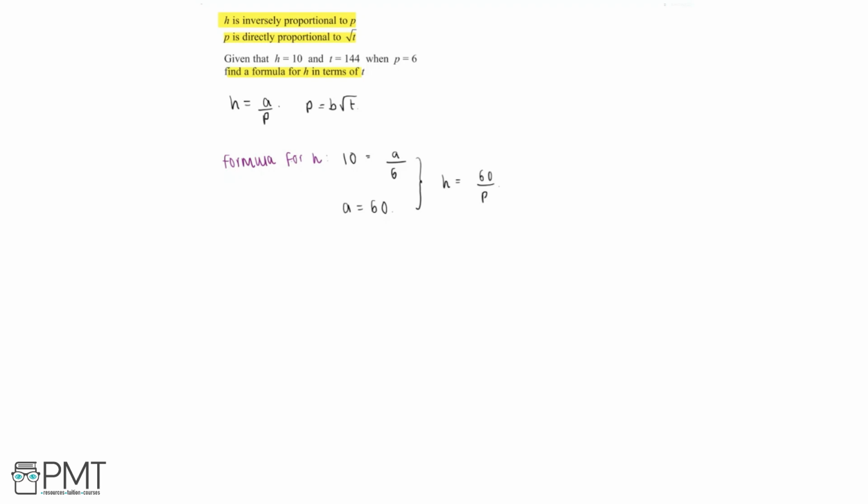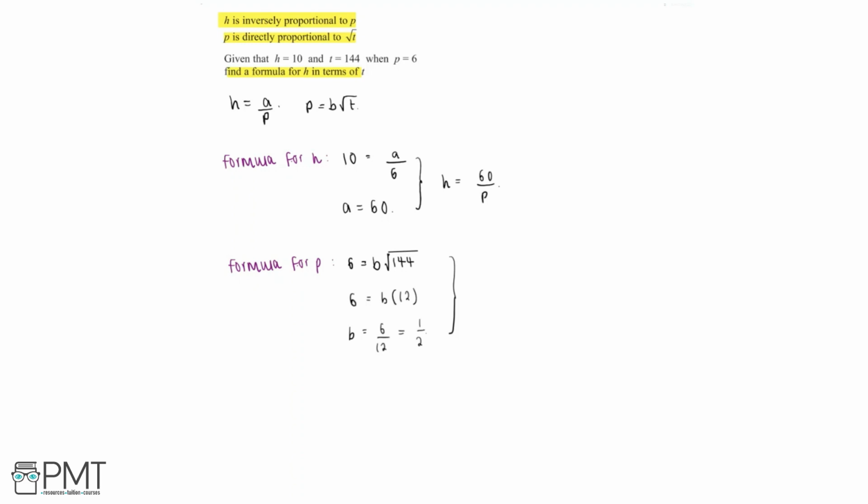Now we need to find the formula for p. We said that p is equal to b multiplied by root t. We know that p is equal to 6 when t is equal to 144, and we need to find b. So we can say that 6 is equal to b multiplied by the square root of 144. The square root of 144 is equal to 12, and so 6 is equal to b multiplied by 12. Dividing both sides by 12, we can say that b is equal to 6 divided by 12, which is equal to 1 over 2.